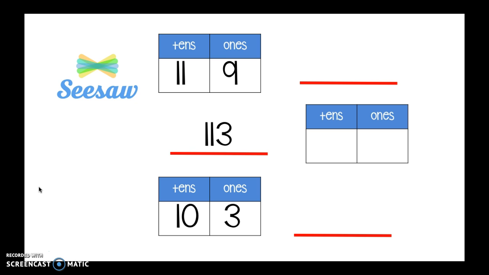So in that first row, you're going to take 11 tens and 9 ones and write it the regular way. On the second row, I gave you 113. You need to put that number in the place value mat. And on the last row, I said 10 tens and 3 ones, and I want you to write that the regular way on the red line.